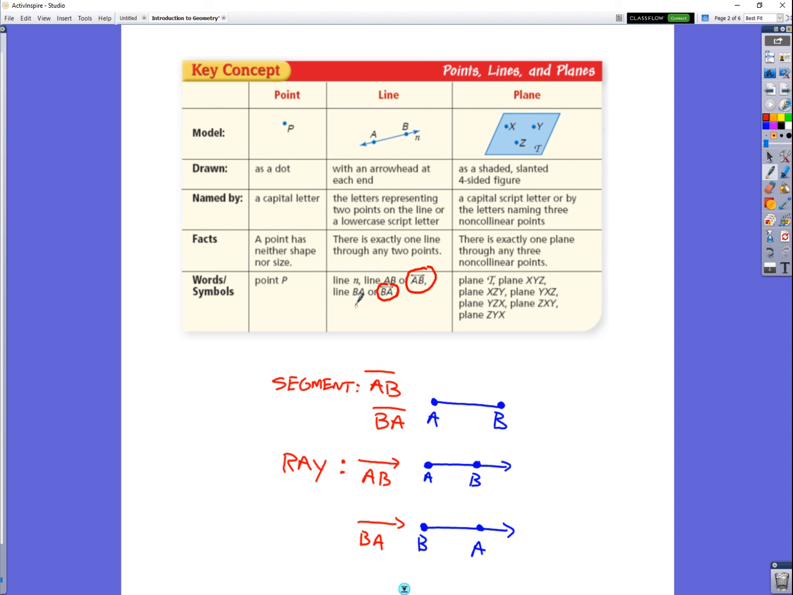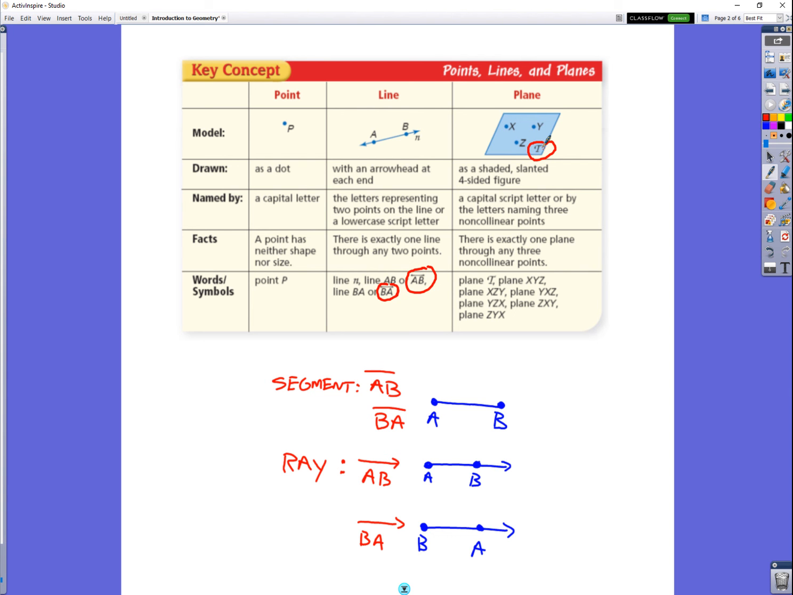A plane, okay? How can you name a plane? Now instead of 2 points, you need 3 points, but those 3 points cannot be collinear. They have to be coplanar, they have to be on the plane, but they just can't all line up. The other way, which is probably just as common, is if they give you an italicized letter, I can just call this plane T. That T is not a point, it's just the name of the plane.